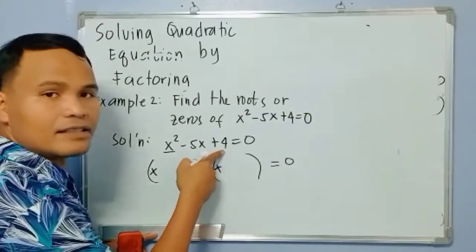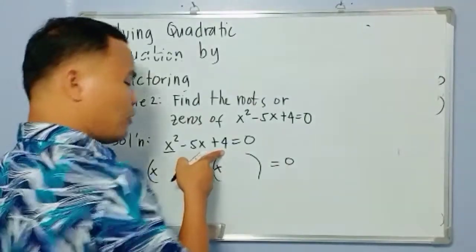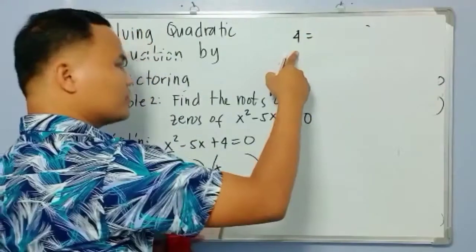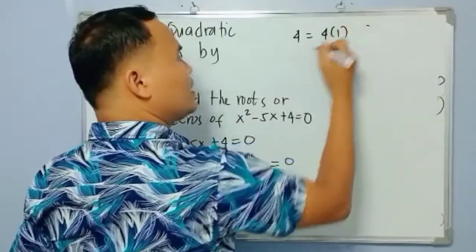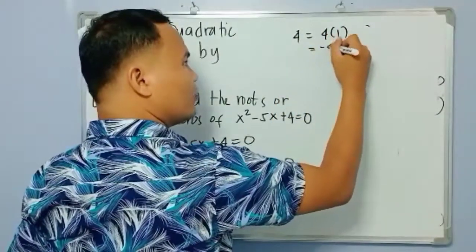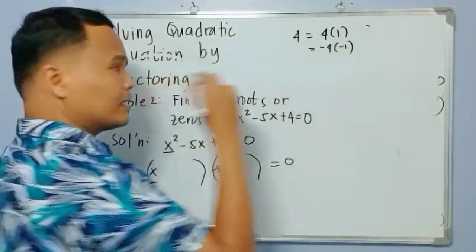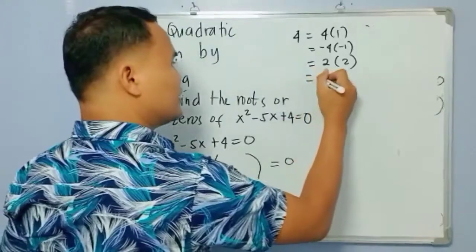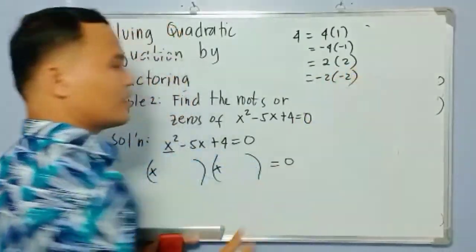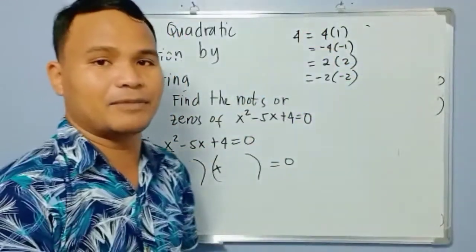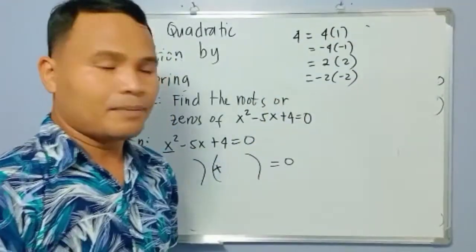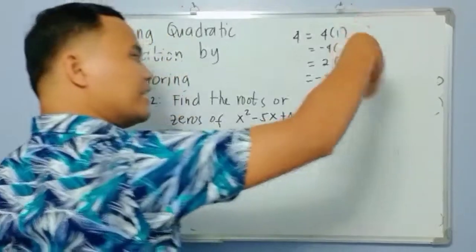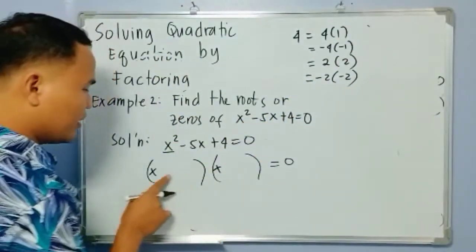Then the factors of the constant term. What is our constant term here? 4. The factors of 4 could be 4 times 1, negative 4 times negative 1, and we also have 2 times 2, and negative 2 times negative 2. As you observe, there are 4 possible factors. But among these 4 factors, which of these are we going to write here?